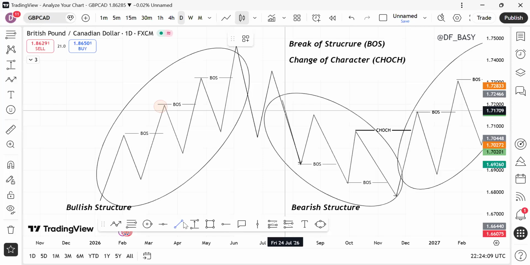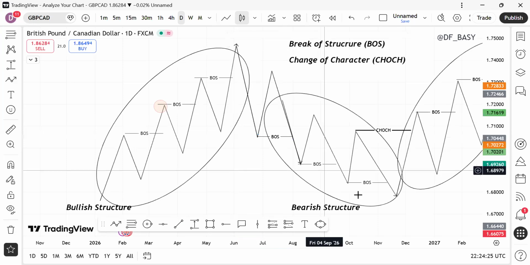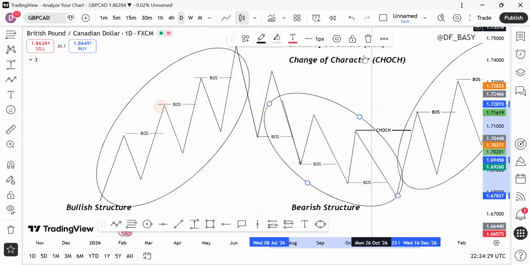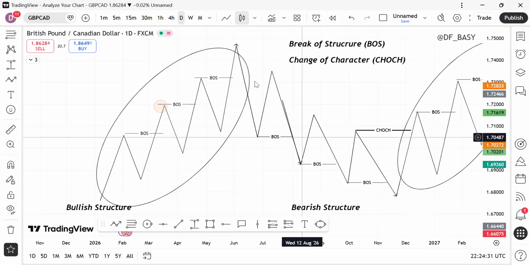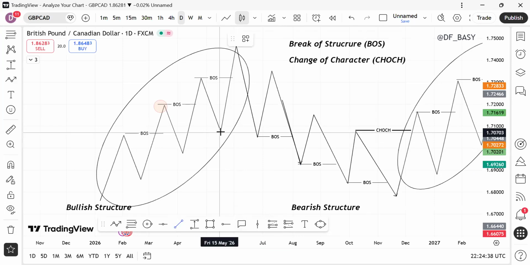Because if you can see now, from here, it has broken structure to the downside, right? From there, it's broken structure to the downside. You have your BOS. So you have a BOS here, you have a BOS here, you have a BOS. So from where did this change occur? From when this change occurred and it changed from a bullish structure to a bearish structure, that's where you have your change of character, which is this guy.